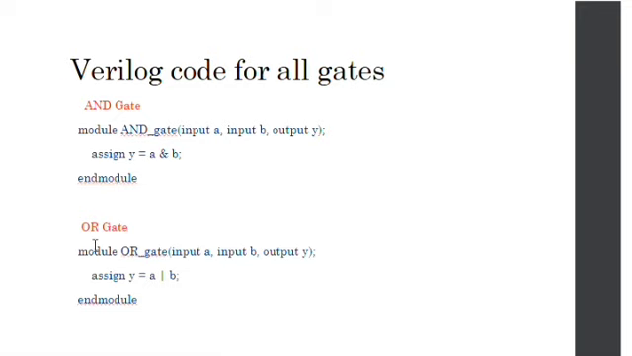Similarly, we can write the OR gate also. The OR gate uses assign Y = A | B. It combines these inputs, and the output is given to Y. Like that, you can try for all gates.